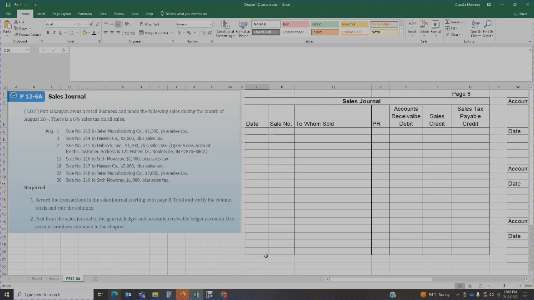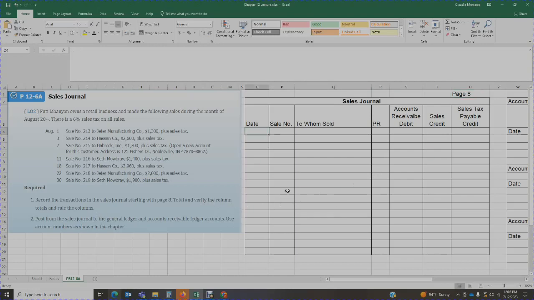Okay, we're going to record the transactions in the sales journal starting with page 8. Every sales journal has a page number. That way we can go back and ask, what did we do for this transaction? We can go back to the sales journal and look at the detail. We're going to total and verify the column totals and rule the columns.